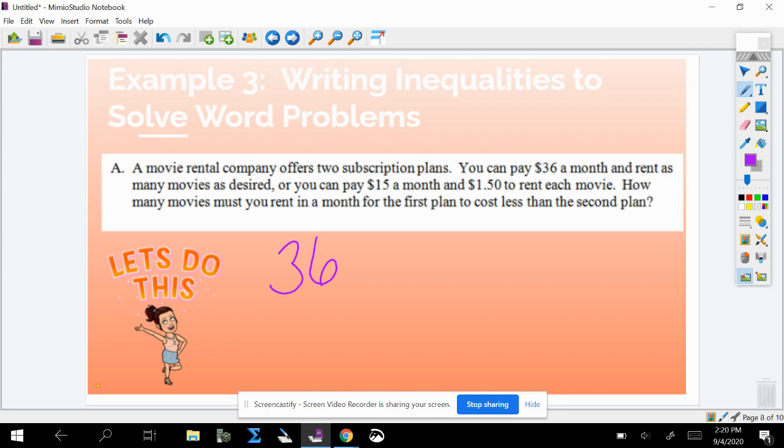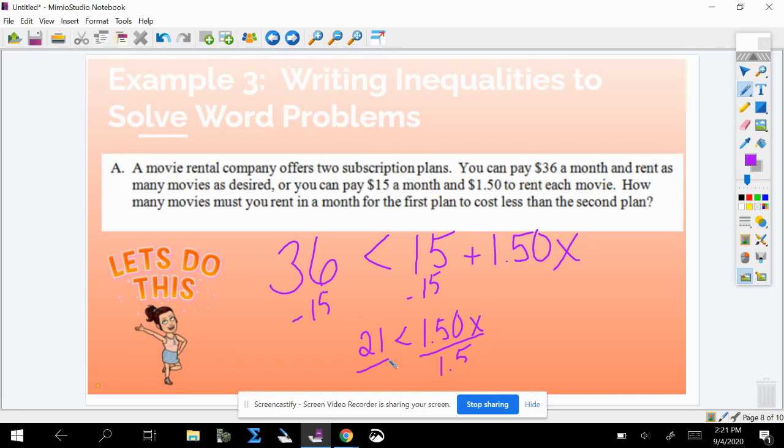Doesn't matter if I rent 100 movies, 2 movies, 5 movies, doesn't matter. I want that to be less than if I was going to pay $15, but then $1.50 for every movie I'm going to rent. So you just let x be the number of movies I want to rent. I want to solve this to figure out basically what's my break-even point. When does it make more sense to go with the one subscription? So if I subtract 15, I get 21 is less than 1.5x. I'm going to divide both sides by 1.5.